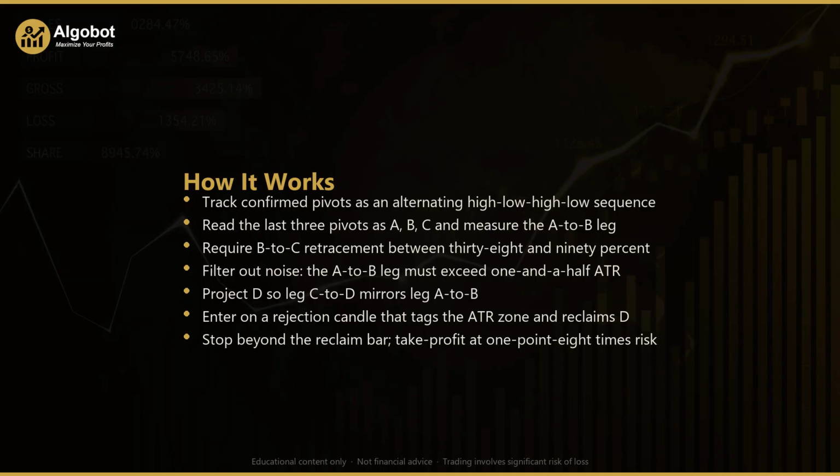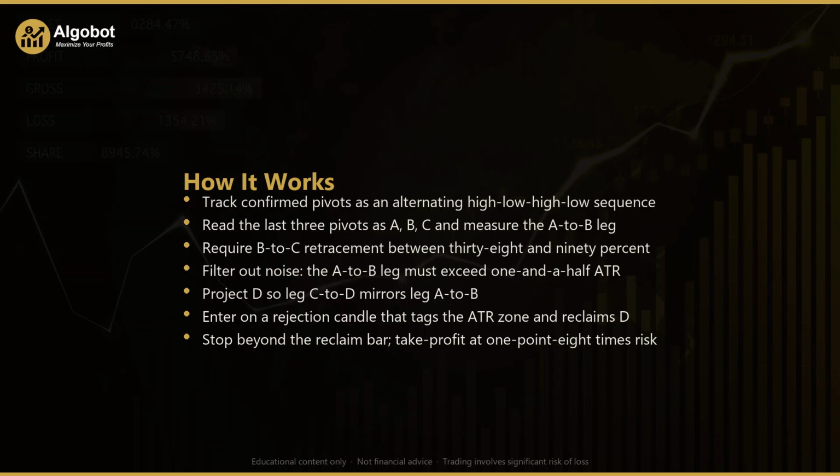If those checks pass, the strategy projects the completion point D by subtracting the length of the A to B leg from C, giving a symmetric lower low. It then builds a completion zone around D, half a width set by roughly 3/4 of the ATR on each side. It also verifies the structure stays intact. No bar after C is allowed to exceed A, and the setup must remain fresh, completing within 25 bars of pivot C.